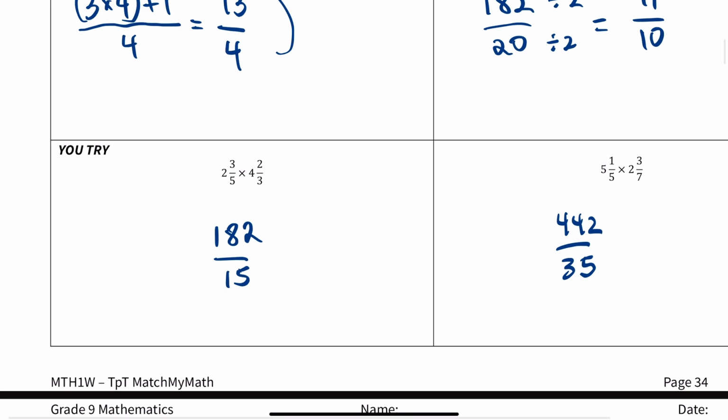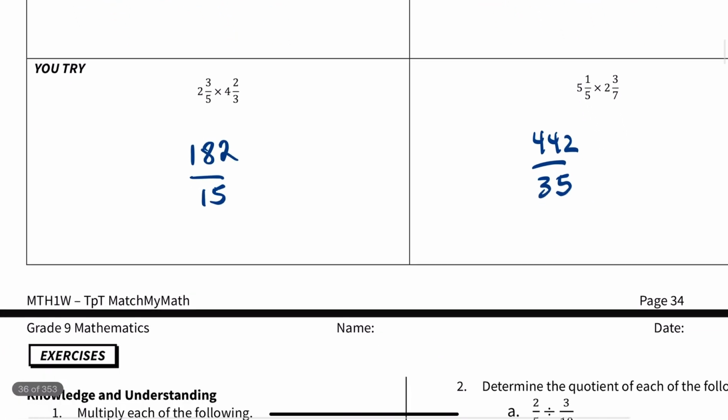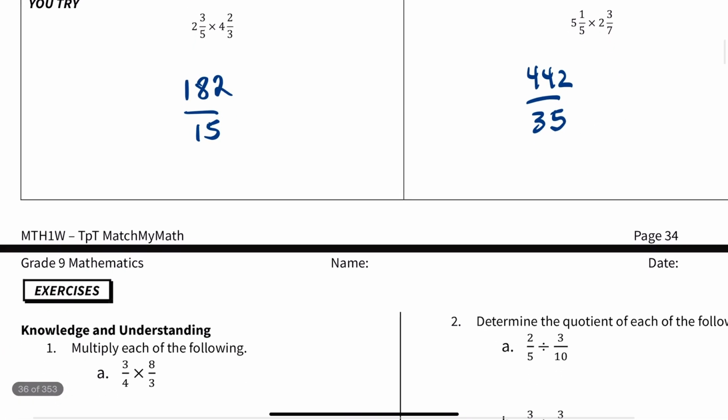Okay, so that's it for our first part of this unit, multiplying and dividing fractions and mixed numbers. Have a try at the exercises and see you in the next lesson.